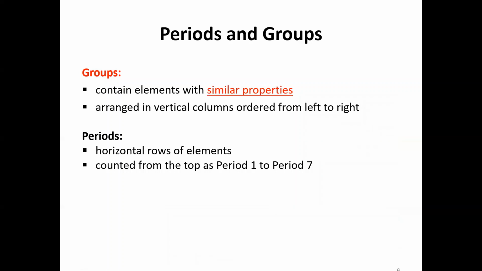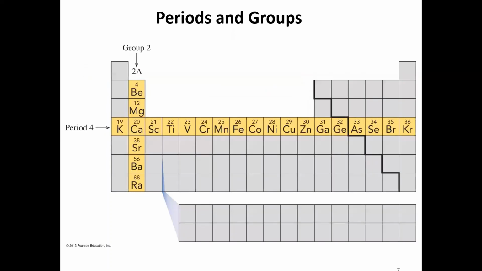So groups contain elements with similar properties, and they're the vertical columns, okay? Like group 1, group 2, group 3, all the way to group 8. And periods are rows of elements, okay? And we have period 1 through 7 on the periodic table.